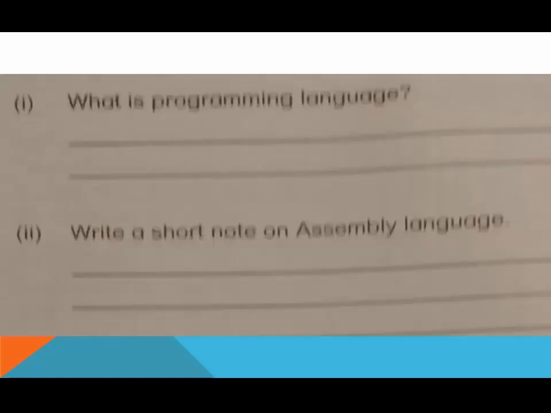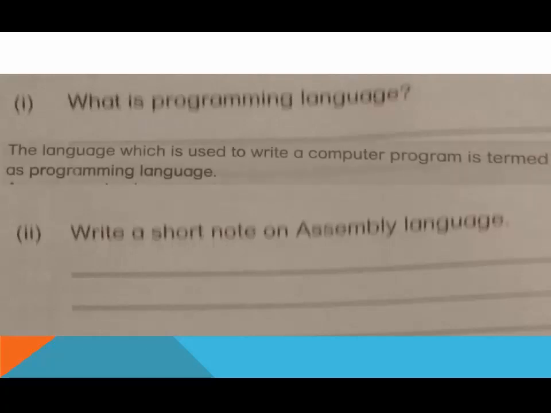So here are again two questions. What is programming language? And write a short note on assembly language. Pause the video if required. I am giving you the answers. Note this down.